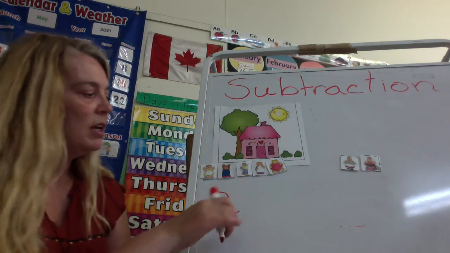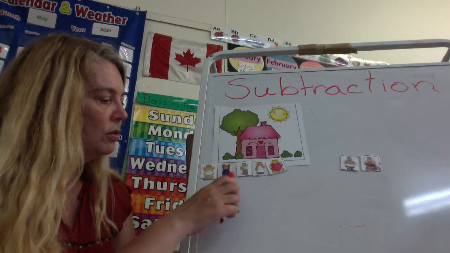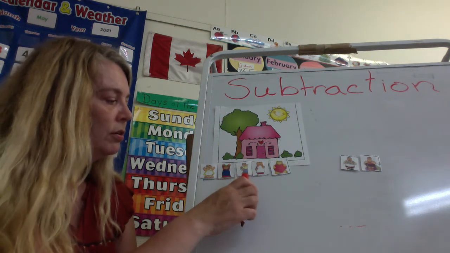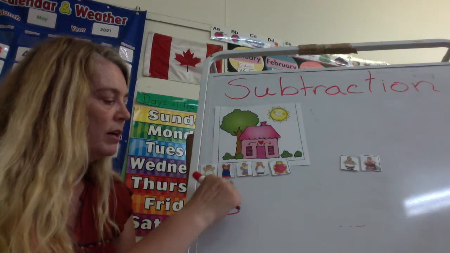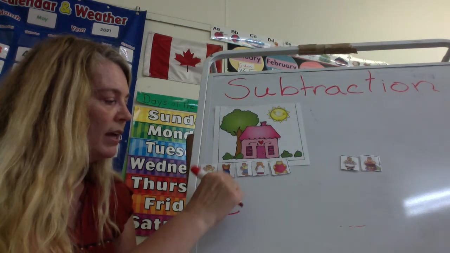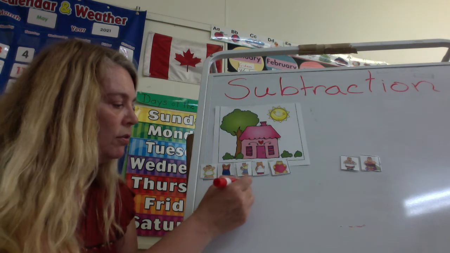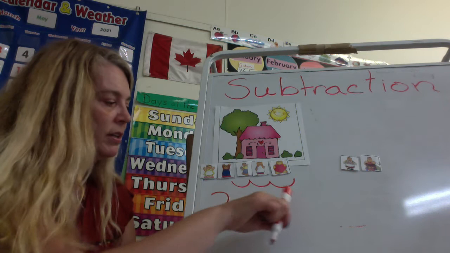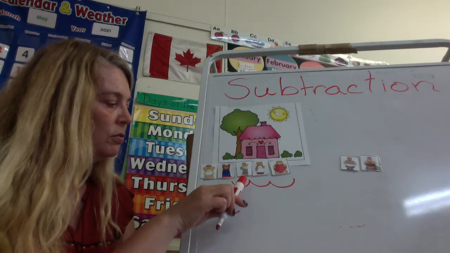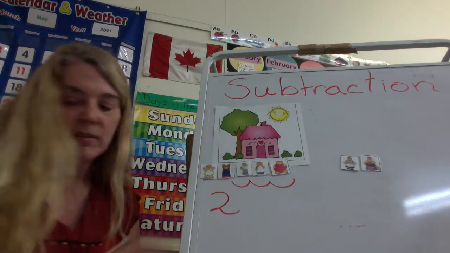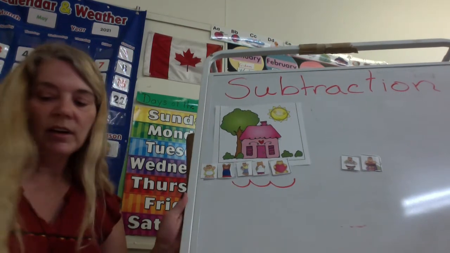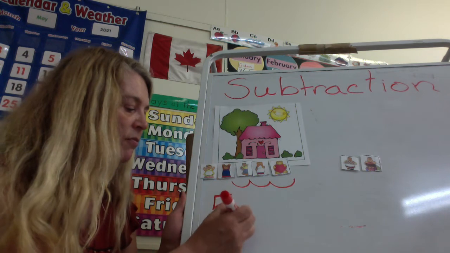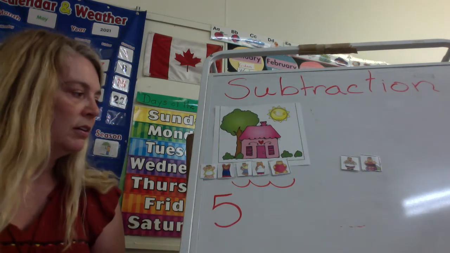So now how many bears are there? 2, 3, 4, 5. Remember, we don't have to go back to 1 again because we know there's 2 bears. So we're counting on. 2, 3, 4, 5. We hopped over 3 times from 2. So our first number in our subtraction question is going to be 5. There's 5 bears there now at their house.